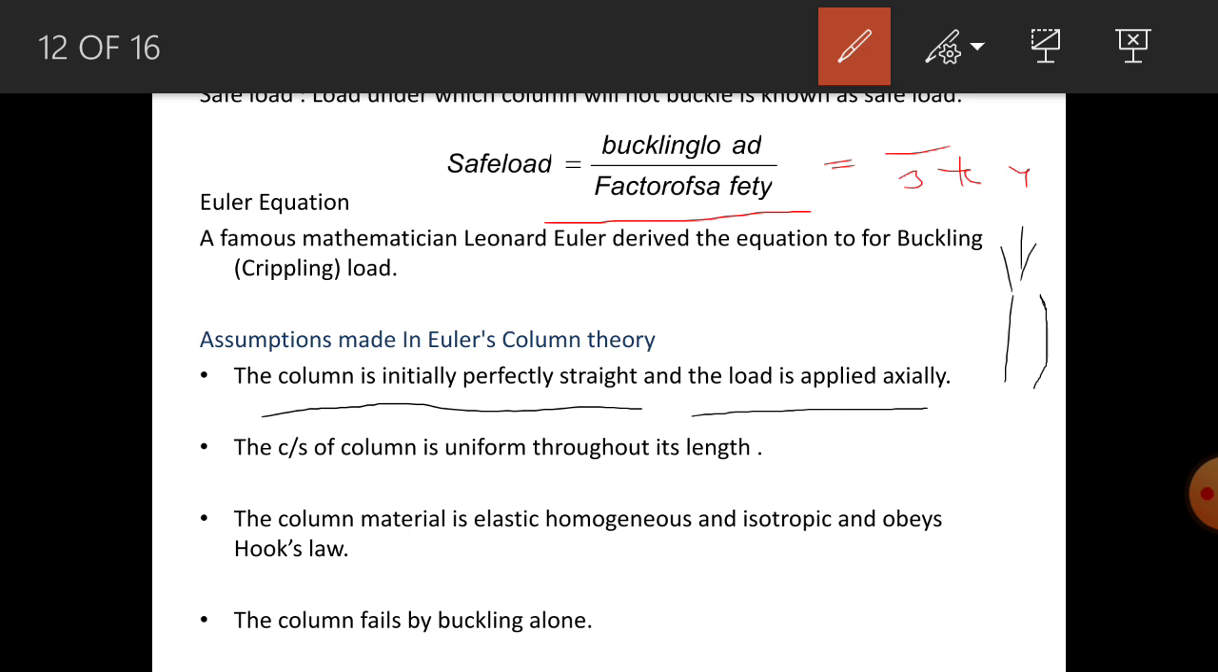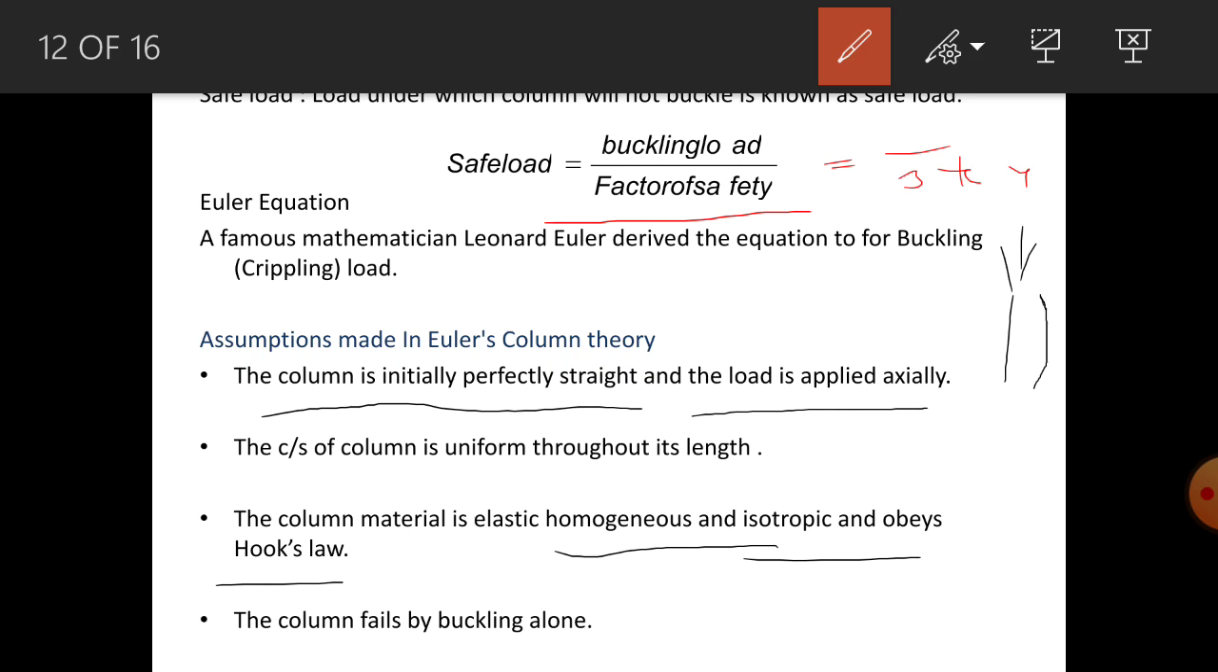Next, the column material is elastic, homogeneous, isotropic, and obeys Hooke's law. So what is meant by elastic? When we load the column and we remove the load, it will come back to its original shape and size. When you load, there is deformation. When you remove the load, the deformation is zero. That is called elastic.